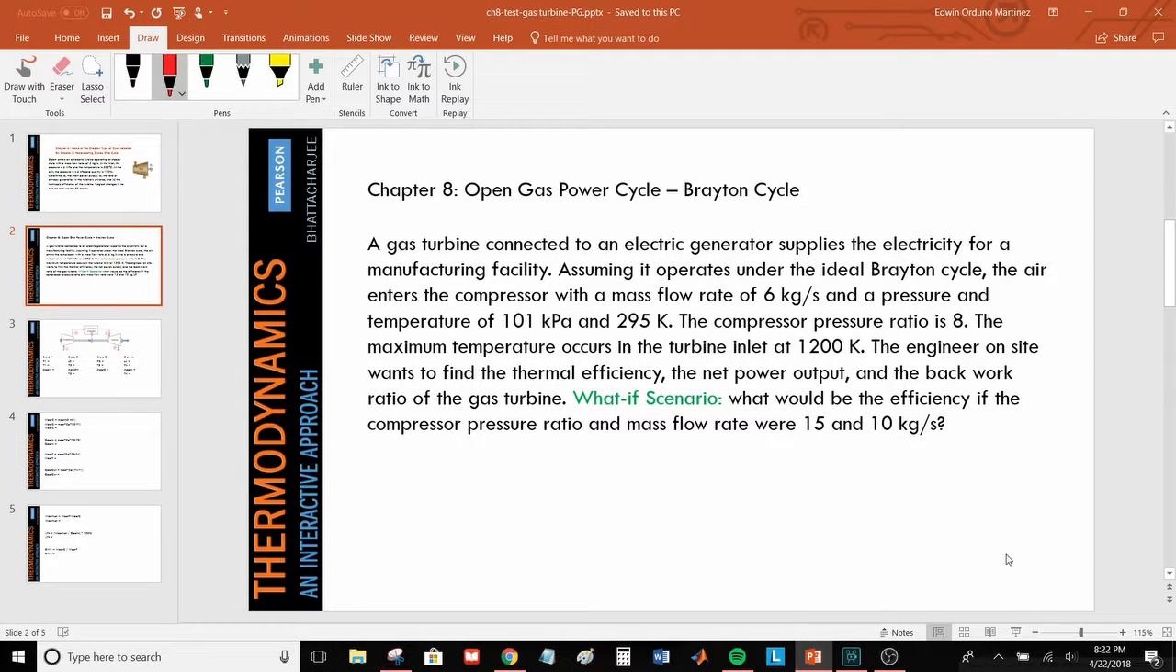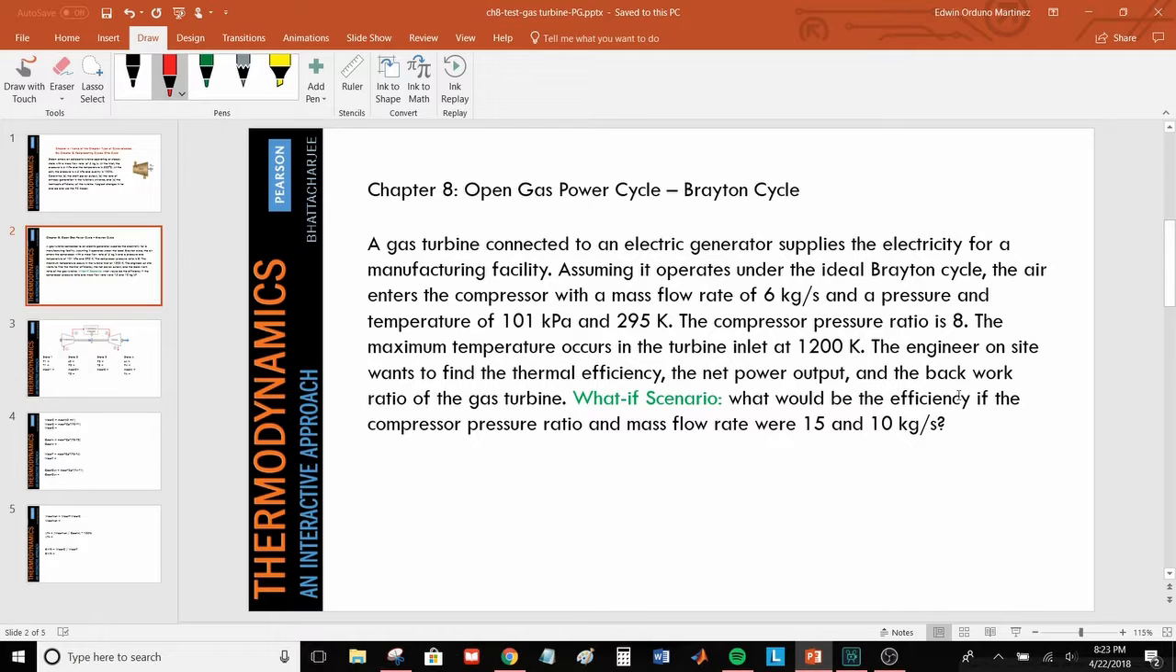Hello. In this problem, we're asked to find the thermal efficiency, the net power output, and the backwork ratio of an ideal gas turbine operating under the Brayton cycle. And also, we have a what-if scenario. What would be the efficiency if the compressor pressure ratio is changed to 15 and the mass flow rate to 10 kilograms per second?